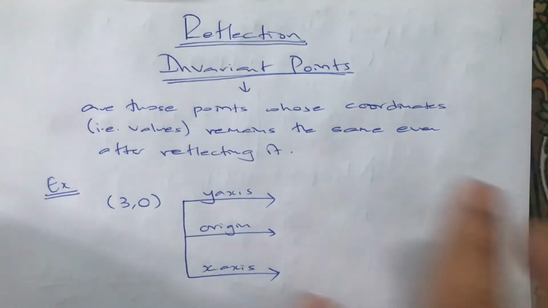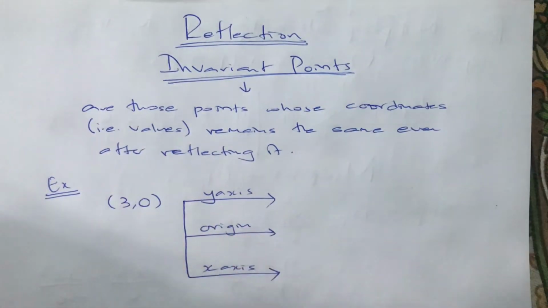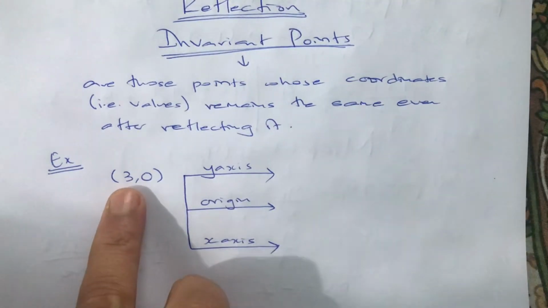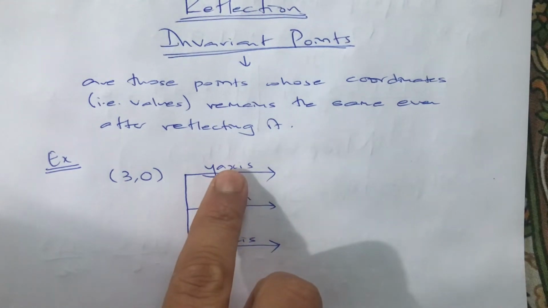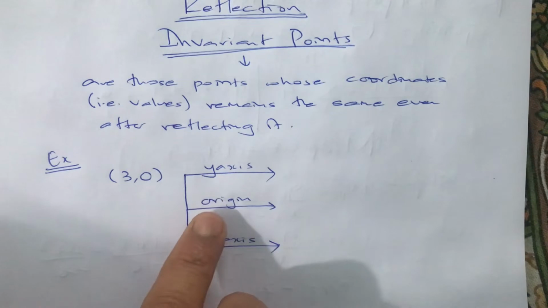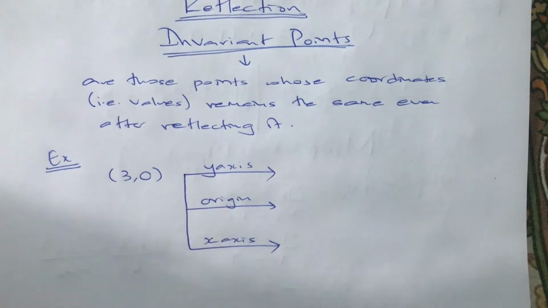If you did not understand the statement, doesn't matter. I think with the example it will make it much clearer. So let's say there is a point at (3, 0). Now the same point, I'm reflecting it on the y-axis first. We'll see what answer we get. Then the same point we will reflect on the origin, and then we'll reflect it on the x-axis.